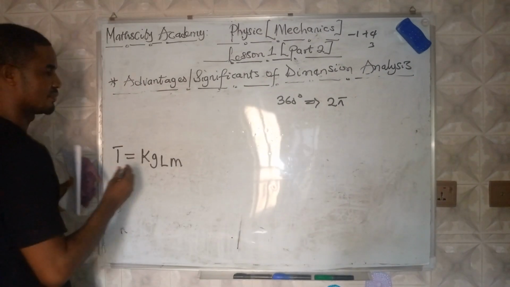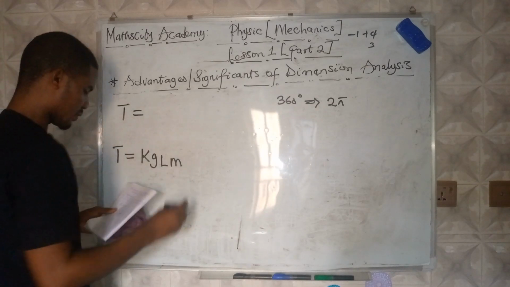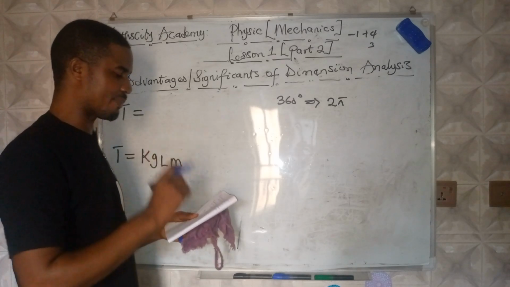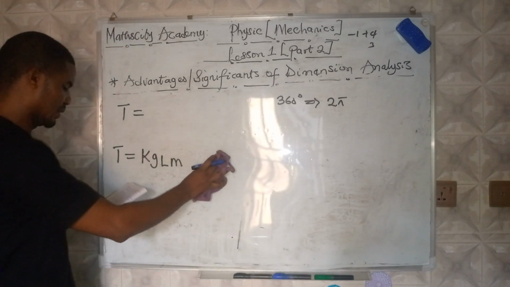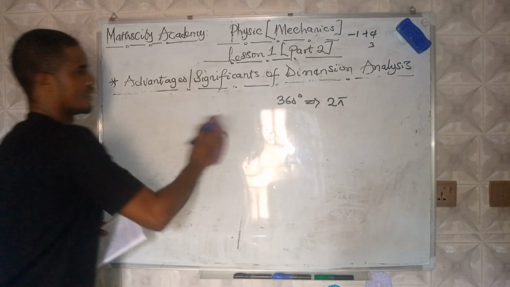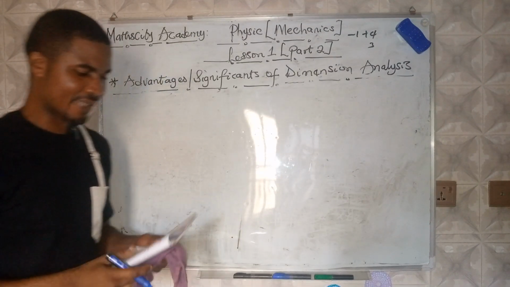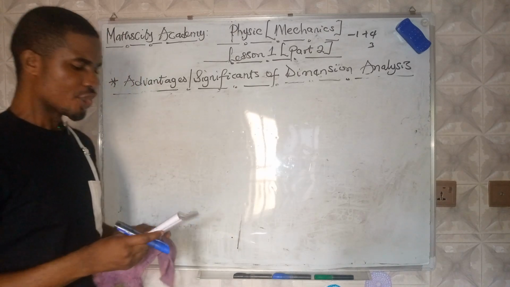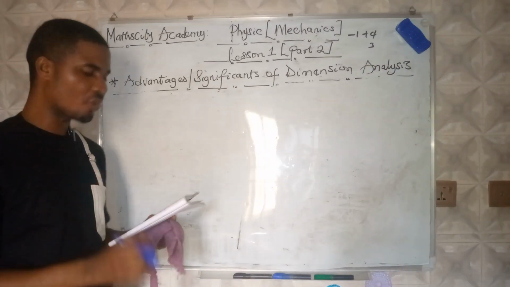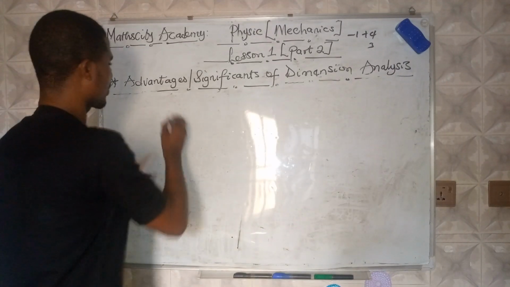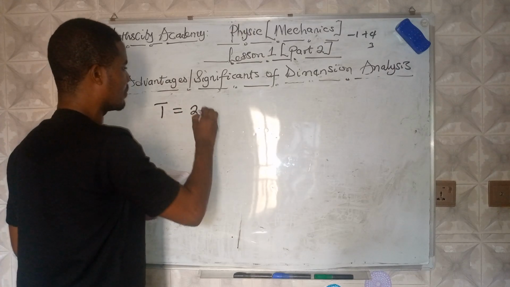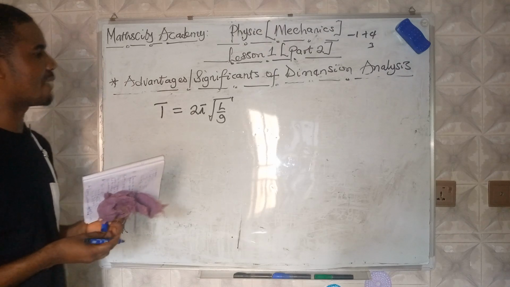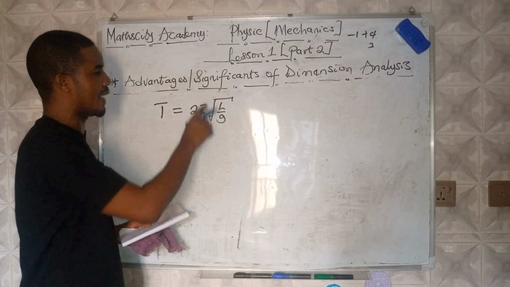So I can now say T is equal to... remember the application said that dimensional analysis is used to establish the correct formula for a physical equation. Okay, now let's take one example under this simple pendulum. Use the method of dimension to show that T is equal to 2 pi root of L over G. This is a question here.